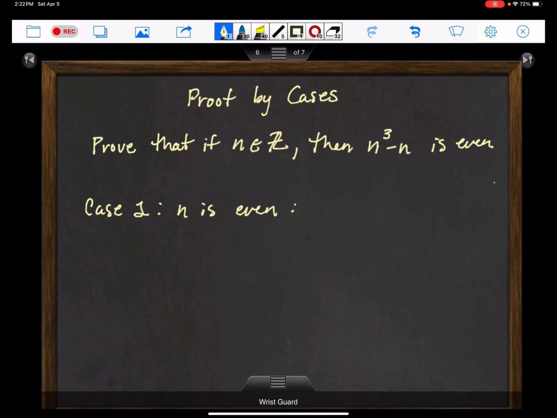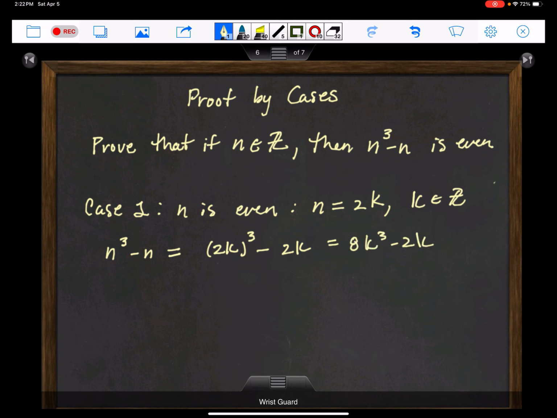So by definition, that means n is equal to 2 times k, where k is some integer, right? It's a multiple of 2. All right, and then we want to see if we can write n cubed minus n as a multiple of 2. Well, if n is equal to 2k, then this is 2k cubed minus 2k, or 8k cubed minus 2k. Now, if I factor out a 2, I leave behind 4k cubed minus k.